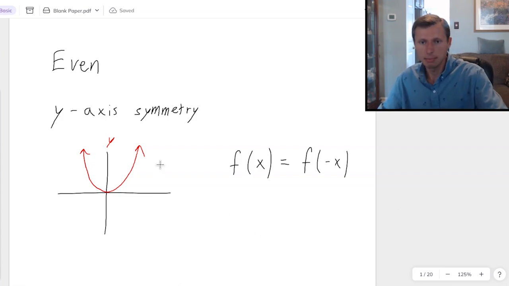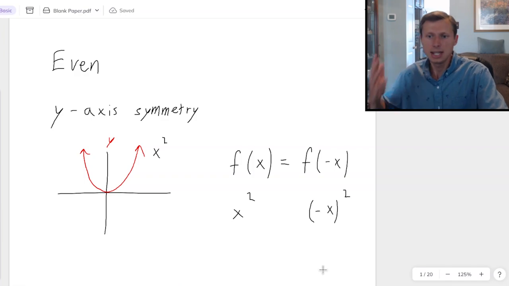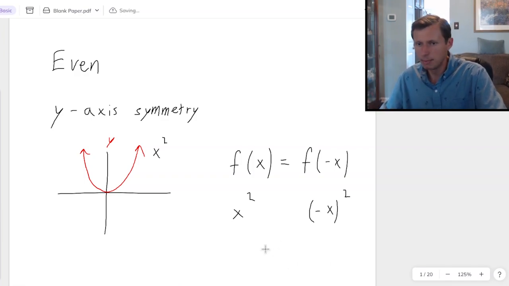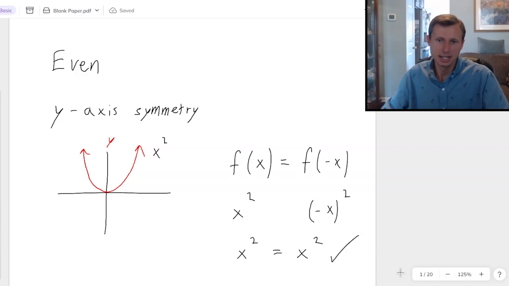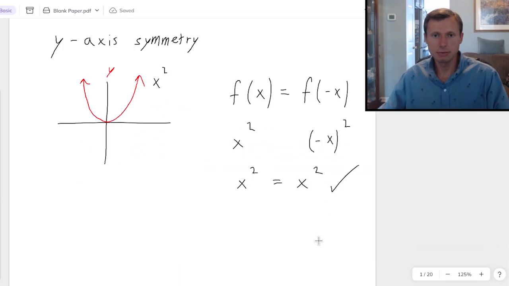As a quick example, I said this was x squared. So if I write x squared and then f of negative x, which is replacing all of my x's with a negative x, and that's still squared, isn't any negative number squared a positive number? The answer is yes. And because of that fact, x squared equals x squared. Check. So in other words, yes, this is an even function. So that's it for even functions.